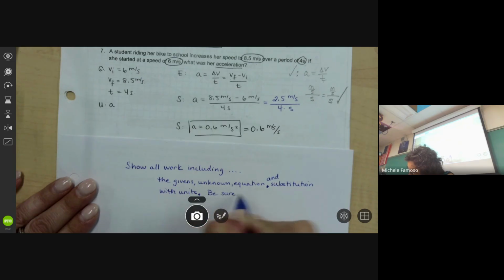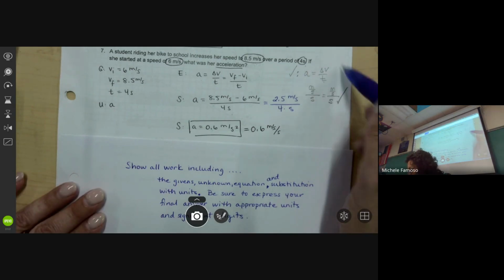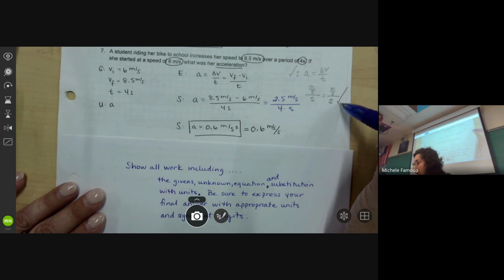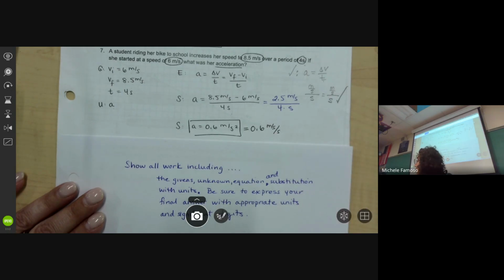Be sure to express your final answer with appropriate units and significant digits. Now, this step, I will usually ask for separately. And remember what the check is called. Do you remember what a check step is called? 2 words. No, not direct analysis, dimensional analysis.